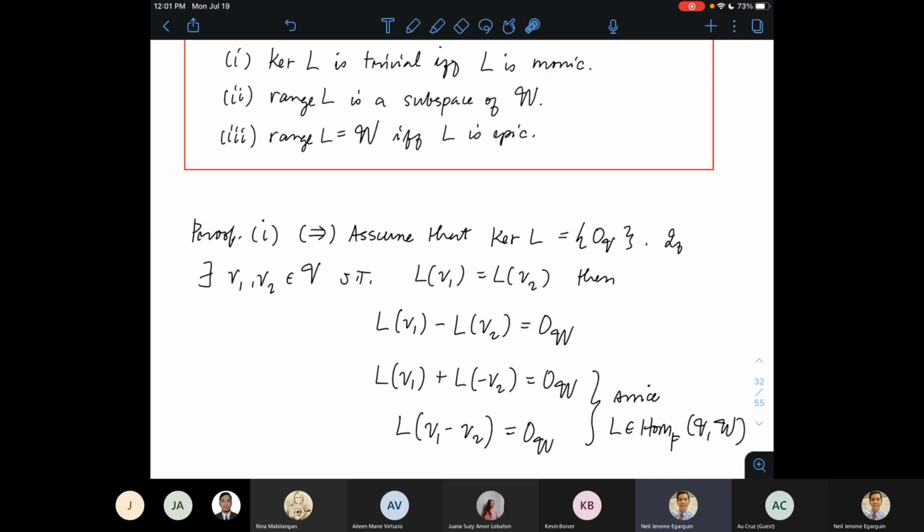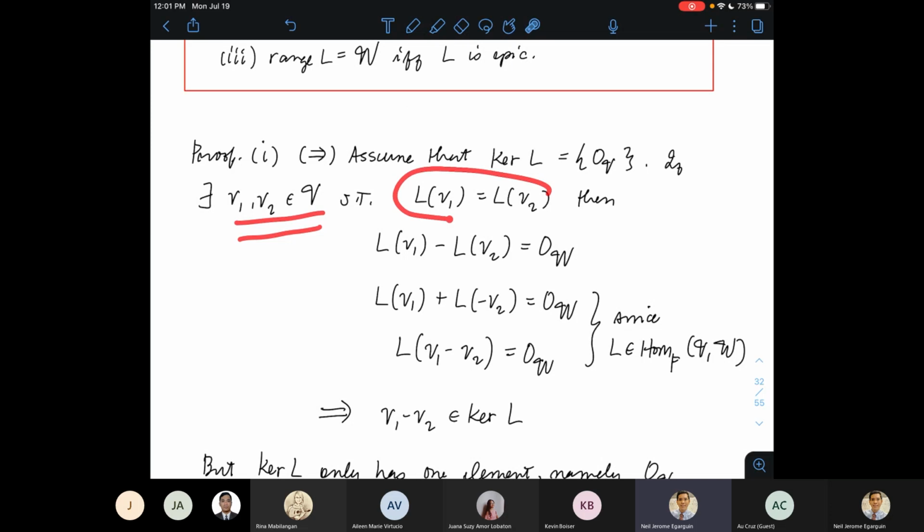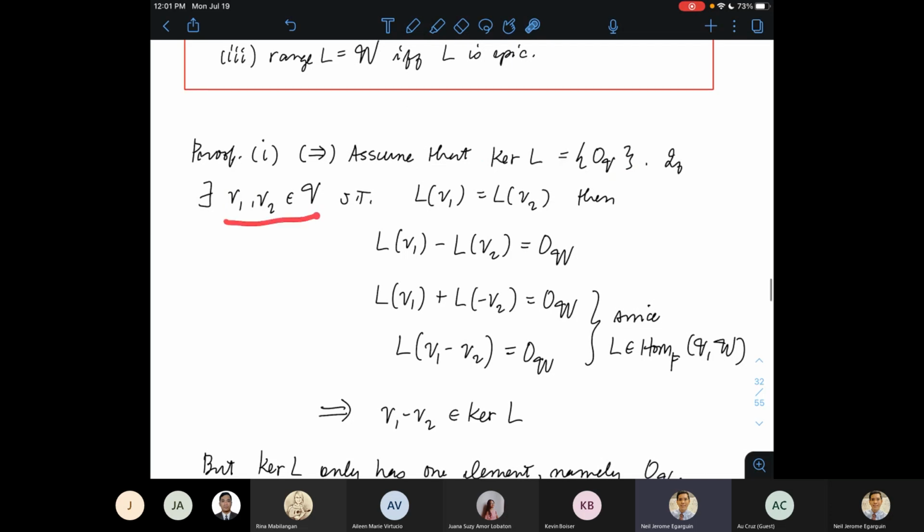And again, the usual way to show that your function is monic from your algebra classes is take two elements of the domain and assume that they have equal images under L. And your goal is to show that these two elements are equal to each other. Okay, and for that, probably, or actually, we will need the fact that the kernel is trivial. All right. So that's kind of the template whenever proving that a function is monic. So assume two elements of the domain whose images are equal to each other.